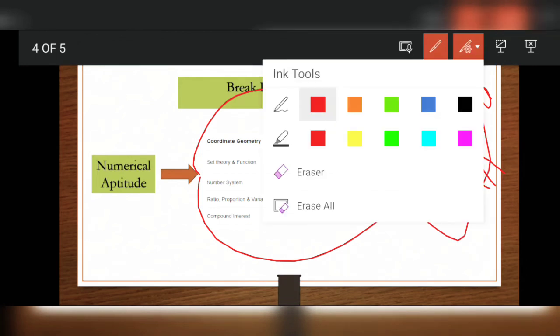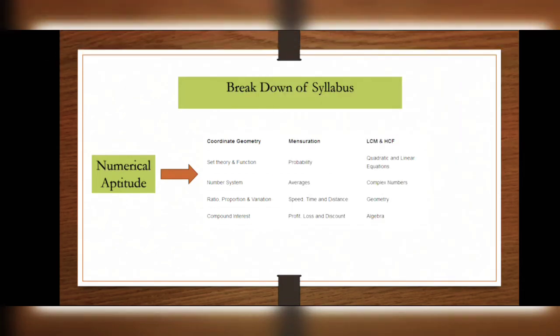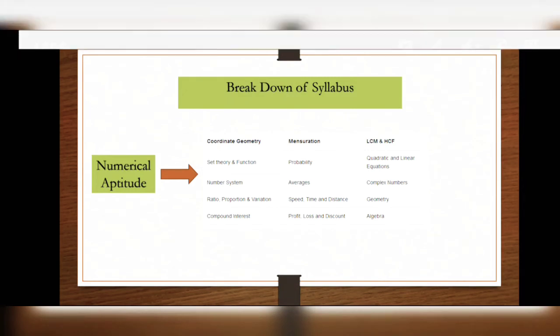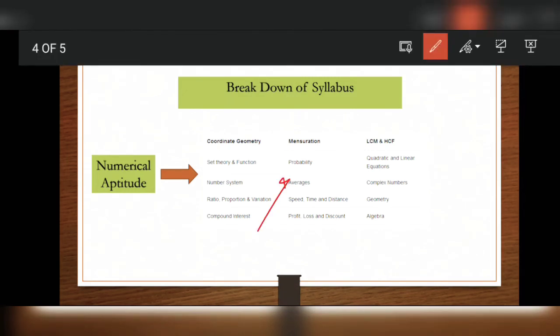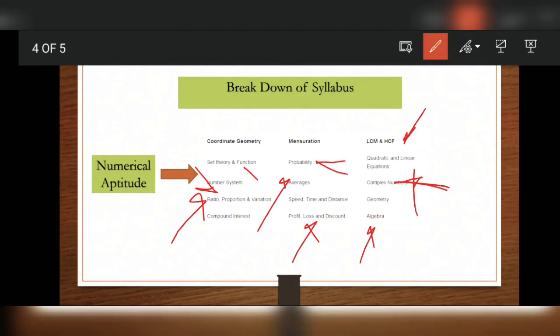So here see the very basic concepts: average, ratio, proportion, profit and loss, and algebra. Complex number is not in the syllabus, sorry. Number system, and it is not in the syllabus. Okay, and quadratic and linear equations, probability, set theory and functions, compound interest, simple interest, and time and work. So speed, time and distance.